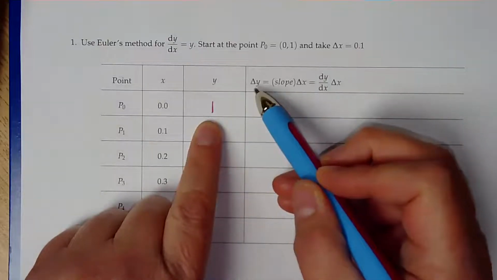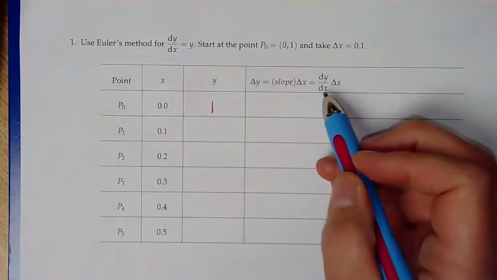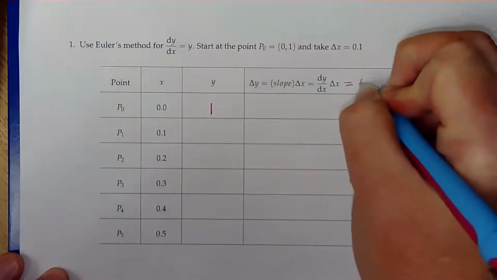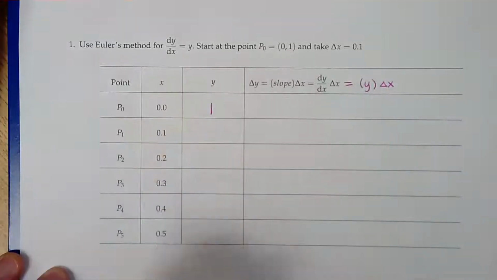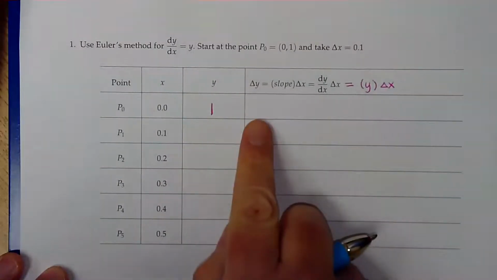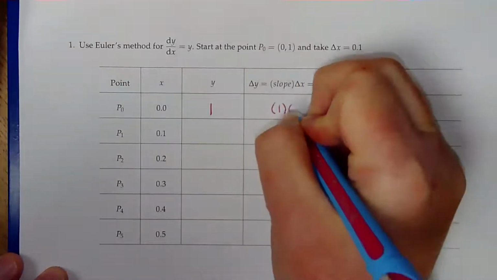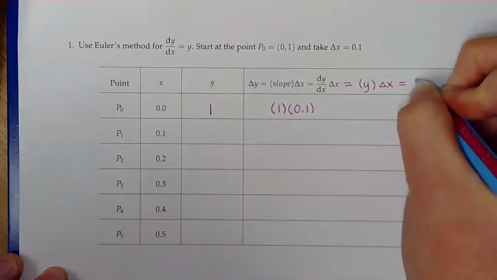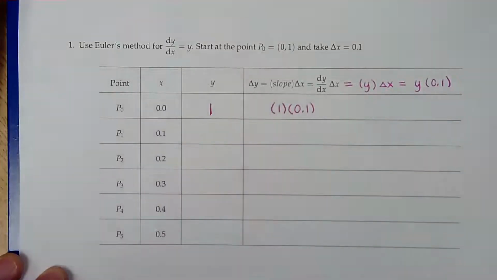to that. And delta y is the slope times delta x. And we know the slope of the tangent line is dy/dx at that point, and then times our delta x. So in other words, what we're looking at doing is y times delta x, if I just make this replacement here. So for this first one, my y value is 1. My delta x is fixed the whole time. It's 0.1. We could actually rewrite this as y times 0.1 since our delta x is fixed.